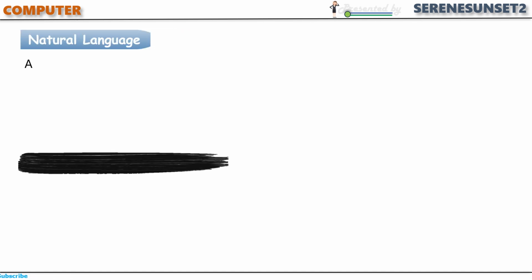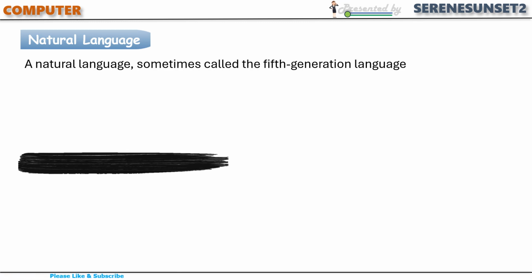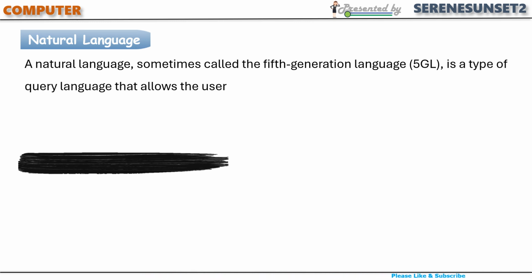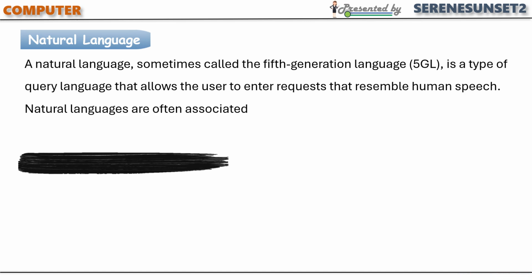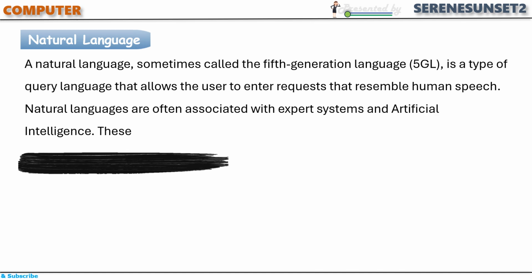Natural language. A natural language, sometimes called fifth generation language, 5GL, is a type of query language that allows the user to make requests that resemble human speech. Natural languages are often associated with expert systems and artificial intelligence. These systems are popular in the medical field.